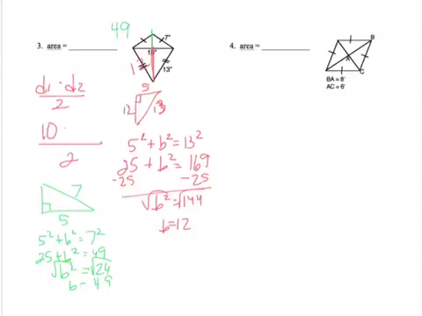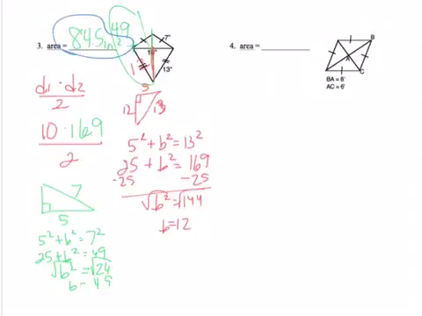So now this whole diagonal, when I add these together, 4.9 plus 12 is 16.9. So 10 times 16.9, divided by 2, equals 84.5 inches squared. So that's the answer right there.